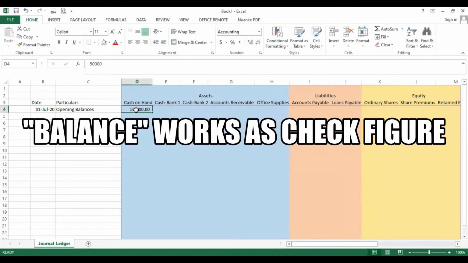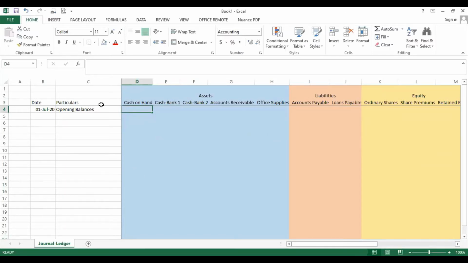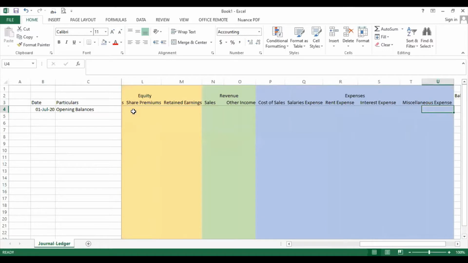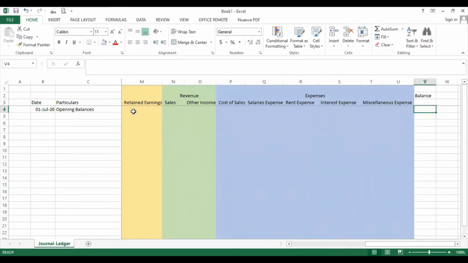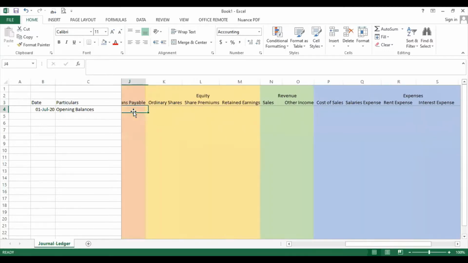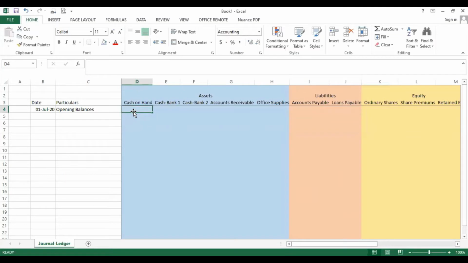So let's do this. To make this simple accounting system functional, this journal ledger here must have a checking figure. Let's call this checking figure a balance.